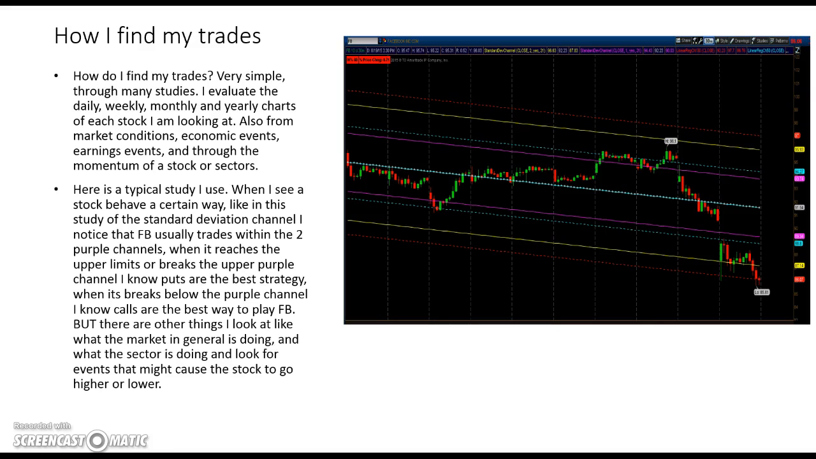So like I said here, this is the standard deviation channel. I noticed that Facebook trades within the two purple channels. When it reaches the upper limits or breaks the upper purple channel, I know puts are the best strategy. When it breaks below the purple channel, I know calls are the best way to play. But there are other things I look at, like the general market condition, what the market's doing, what the sector's doing, and look for events that might cause the stock to go higher or lower. So this is just one of the studies I use. There's many more charts I use.